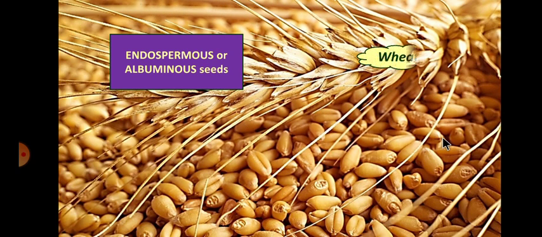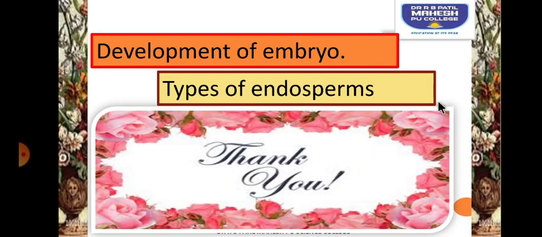Then wheat endosperm. So in this video we discussed the development of embryo and post-fertilization events, whereas in the next video we will discuss types of endosperm. Hope you understood the contents of the video, students.